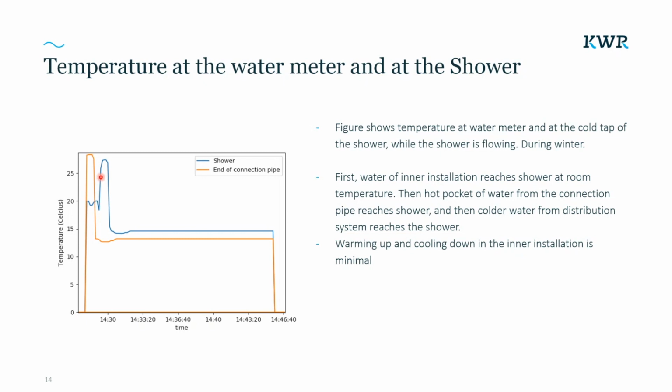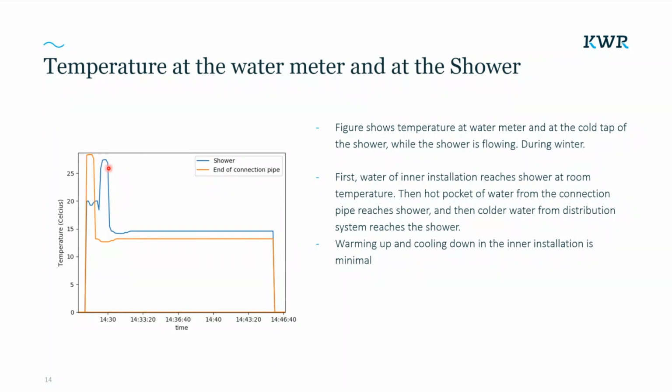After that, the warmed up pocket of water from the connection pipe comes to the shower. As we can see, somewhere between the water meter and the shower, it cooled down about 1 degree Celsius, probably. So a little bit, but not that significant. So it's still about 27 degrees Celsius or about 80.6 degrees Fahrenheit when it reaches the cold tap of the shower.